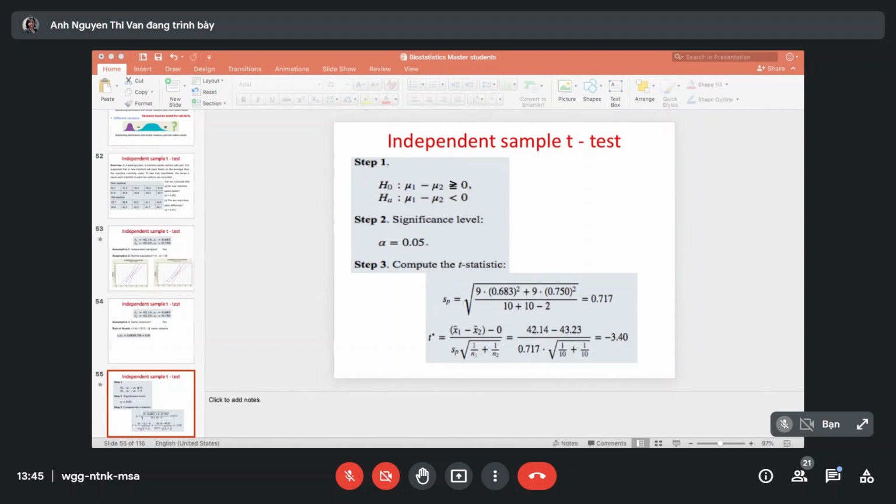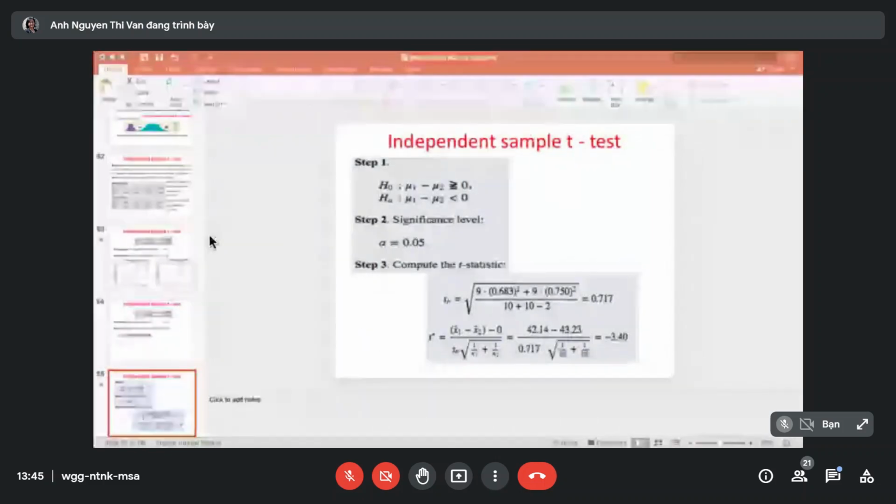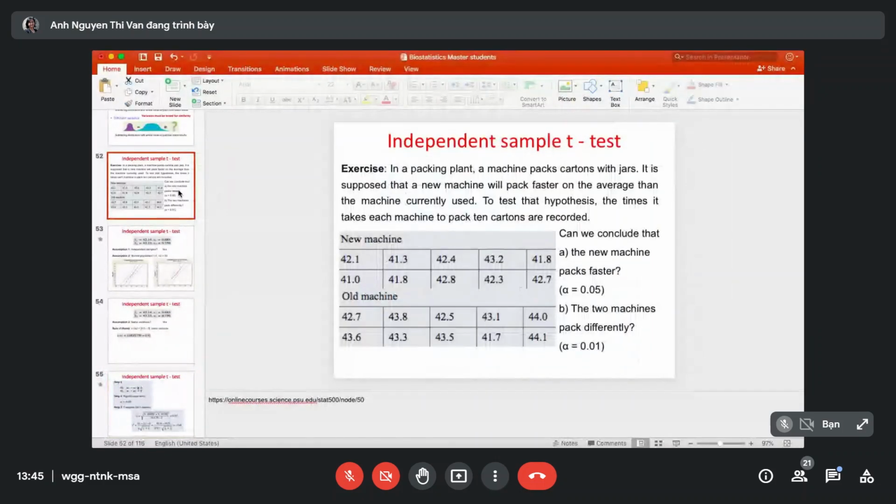And then you need to write down the null hypothesis and the alternative hypothesis. To write this down, you need to look at the question. Let me go back to the question here: can you conclude that the new machine packs faster?